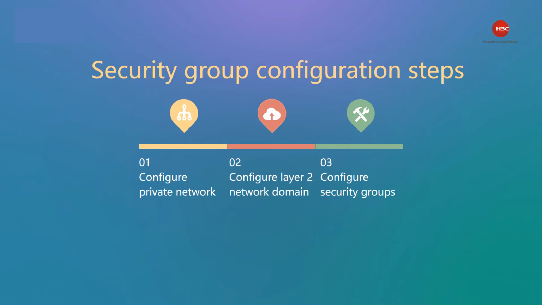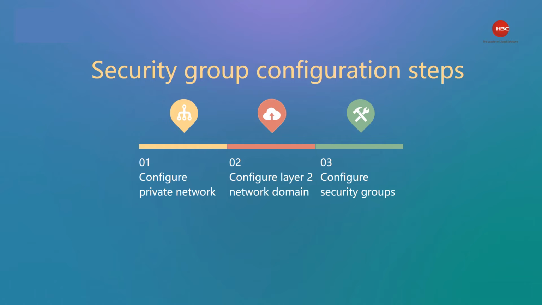The second step is to configure the Layer 2 network domain. The Layer 2 network domain defines the subnet, and its IP address, gateway, and other parameters can be specified. Users in each Layer 2 network domain are in the same logical Layer 2 network and communicate with each other. A Layer 2 network domain belongs to a VPN.